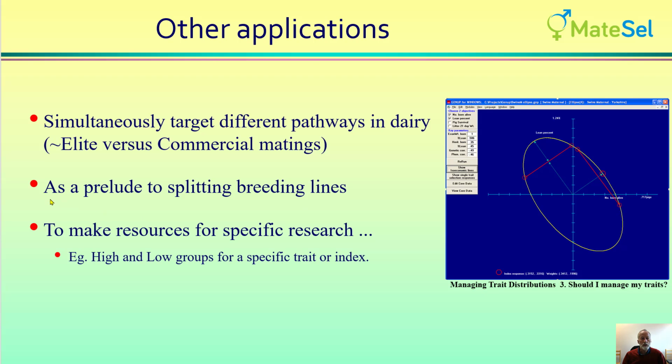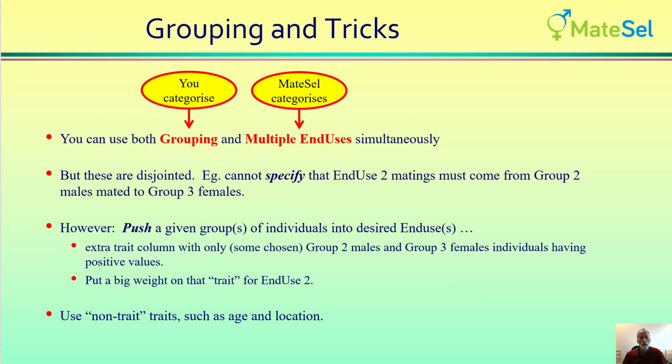Another use for multiple end uses is as a prelude to splitting breeding lines. And this graph tells you something a little bit about that from the video Managing Trait Distributions, Should I Manage My Traits? And so it is possible that you might start to use multiple end uses so that you're in a better position after a number of years or generations to make the hard decision to split your breeding line into two or more directions. Another application is to make resources for specific research, such as generating high and low selection groups, or maybe you want to do a particular test as to how well certain animals or certain categories of EBV perform in certain aspects of your operation. And lastly, we'll look at grouping and tricks.